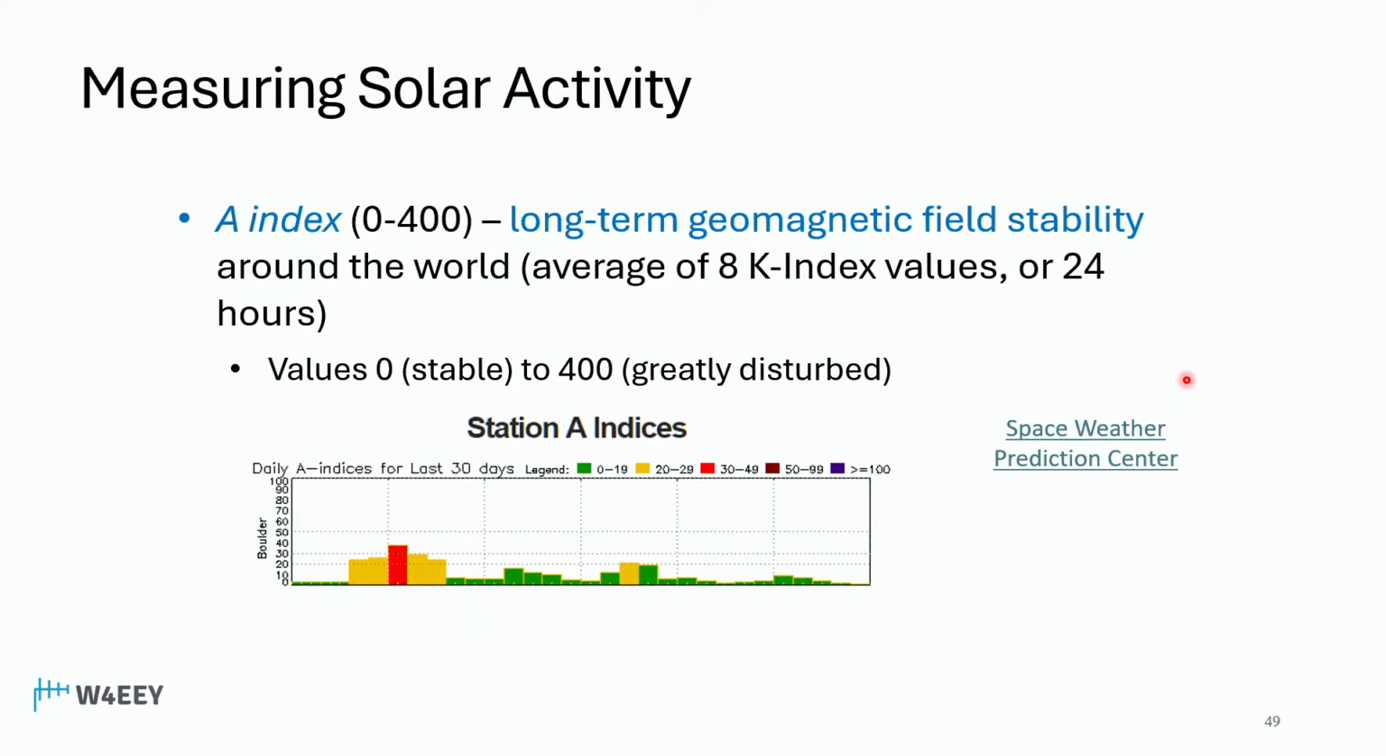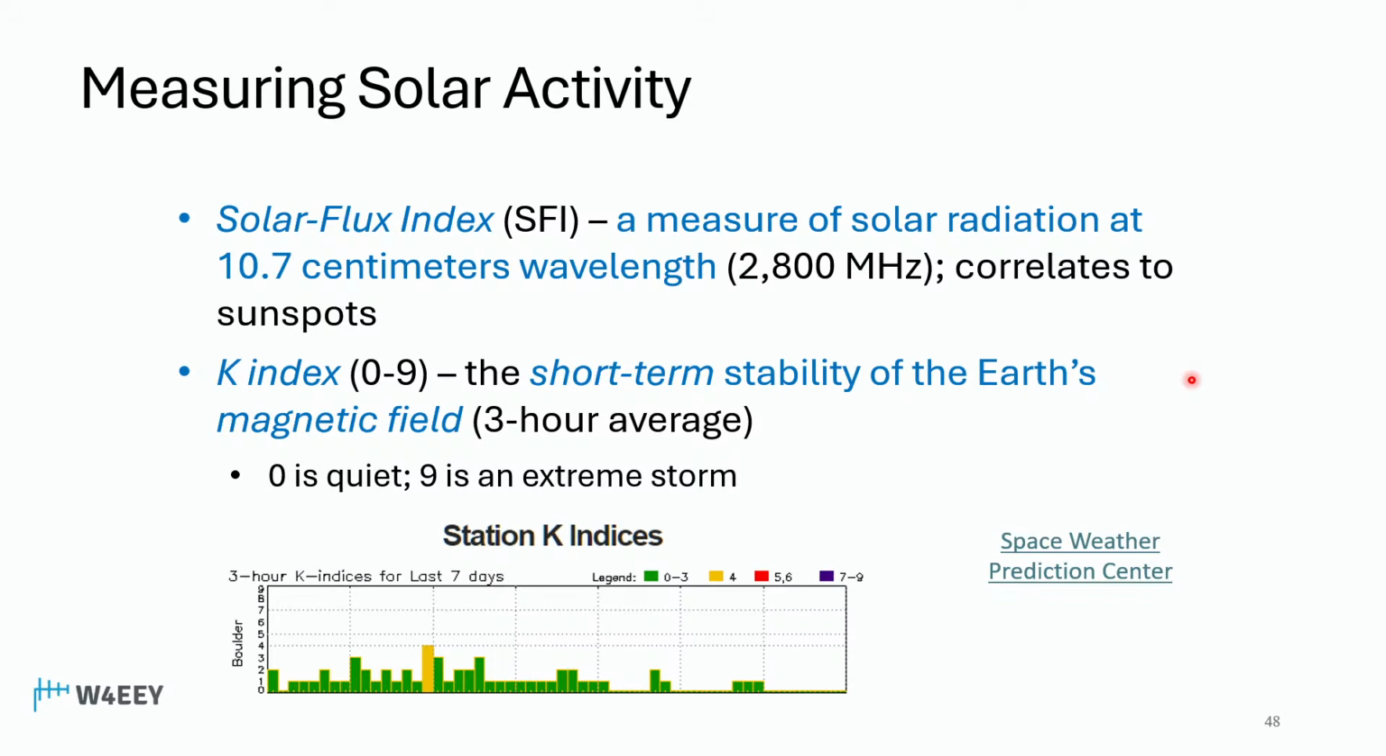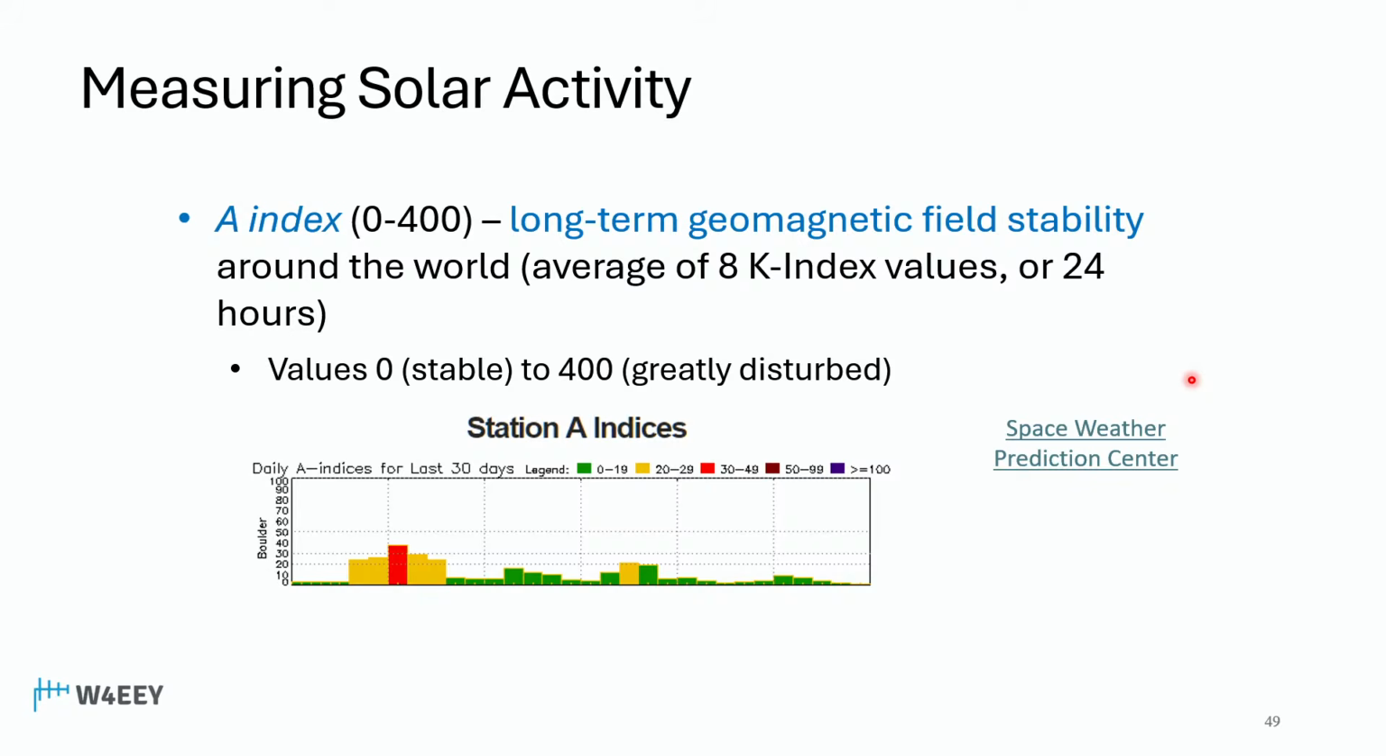Disturbed, good way to put it. So we've got the A index, and we saw the K index here, short-term stability, 3-hour average. Then we've got the A index, and that's on a scale of 0 to 400. I don't remember how they do the math, but it's the long-term geomagnetic field stability. So it's an average of 8 K index values.